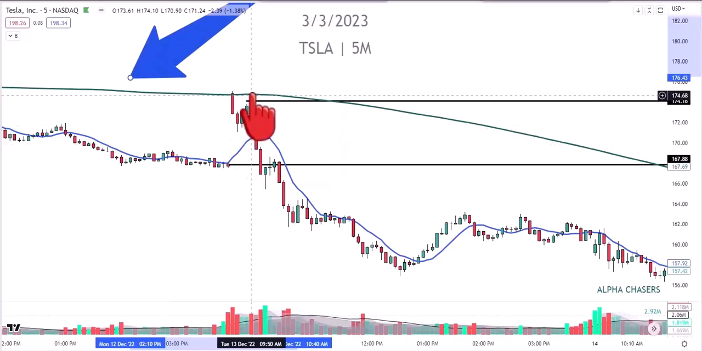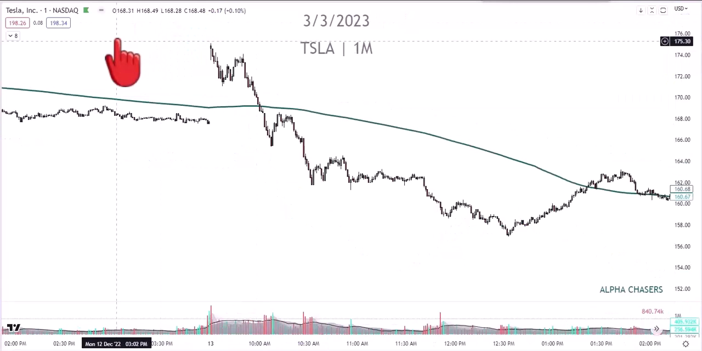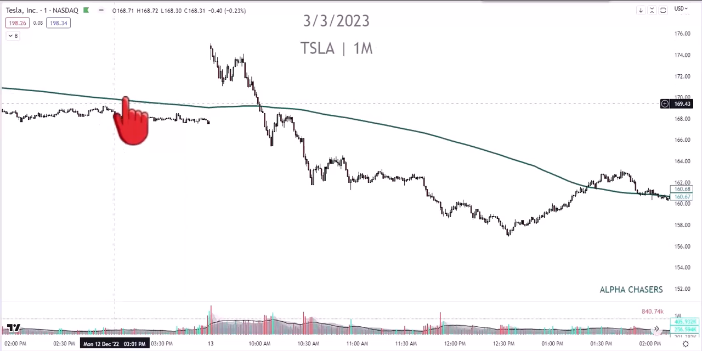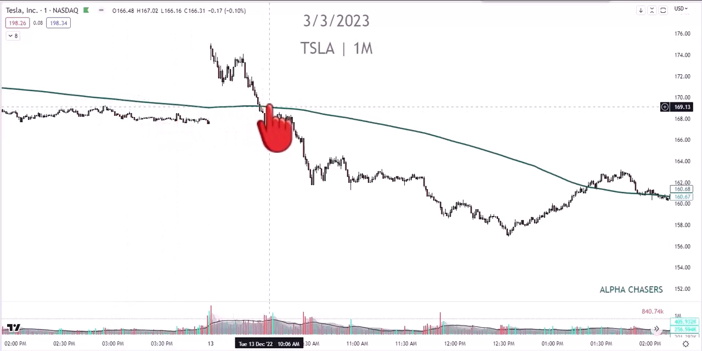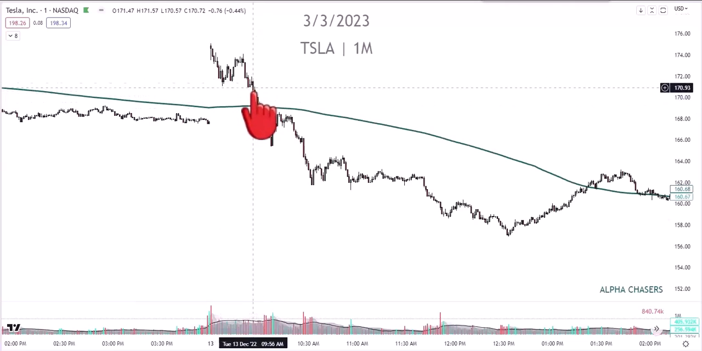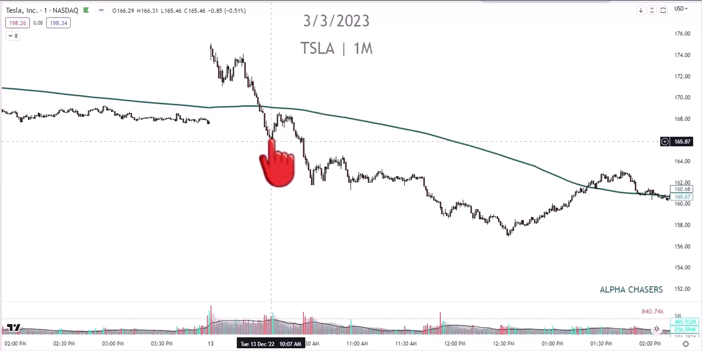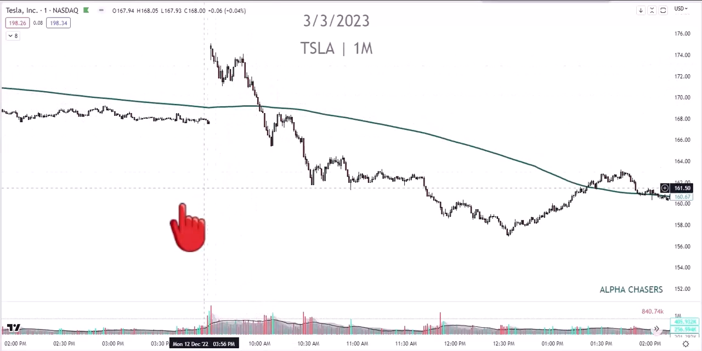Criteria 2, we have a retest and fail. Criteria 3, we have now closed below the 5-minute 9 EMA. Now with those 3 criteria checked off, let's go take a look at the 1-minute chart. Looking at the 1 minute in the same time frame with the 200 SMA sitting right here, we can see very clearly that up here where we had the reversal, that really didn't give us the same signal because the 200 was not below yet. Therefore, we don't have a trade.